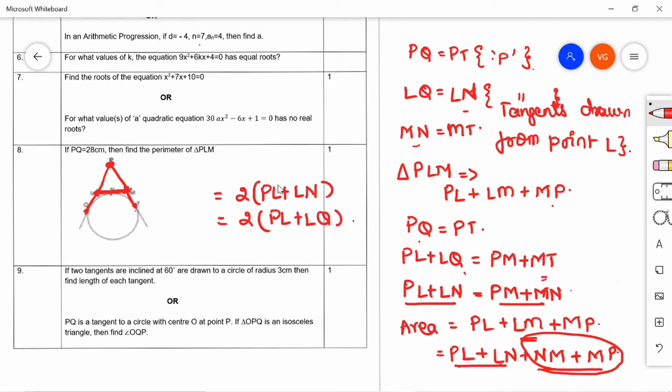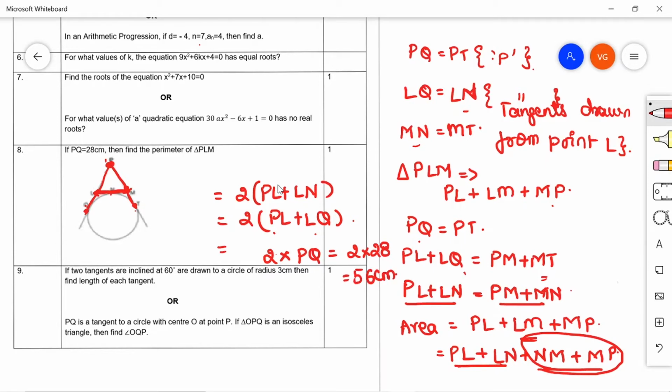So, what is this now? PL plus LQ here, right? So, that is nothing but 2 into PL plus LQ, which is what? PQ, which is nothing but 2 into 28, 56 centimeter.